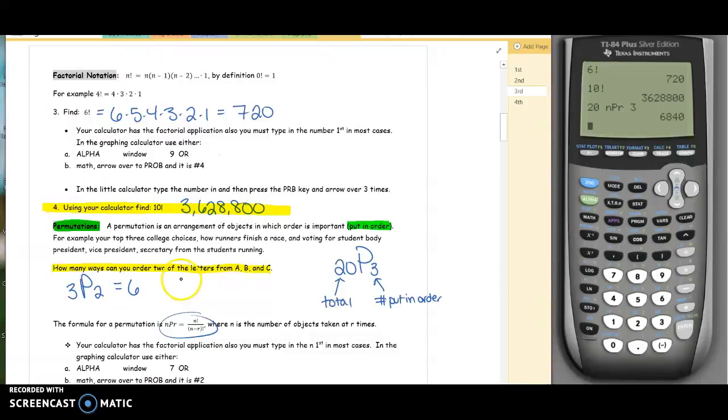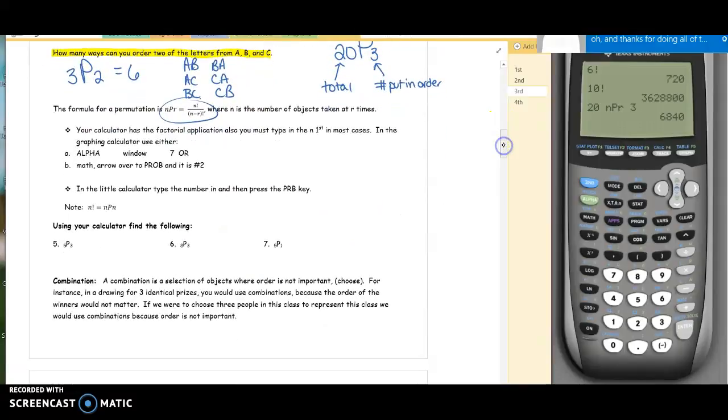Now let's think about what that would be. AB or BA, AC or CA, and BC or CB. Those are these 6 ways that you can arrange 2 of those 3 letters. Okay, so we already looked at how to do that on our calculator. On your own, on your calculator, please find 5P3, 8P3, and 5P1.